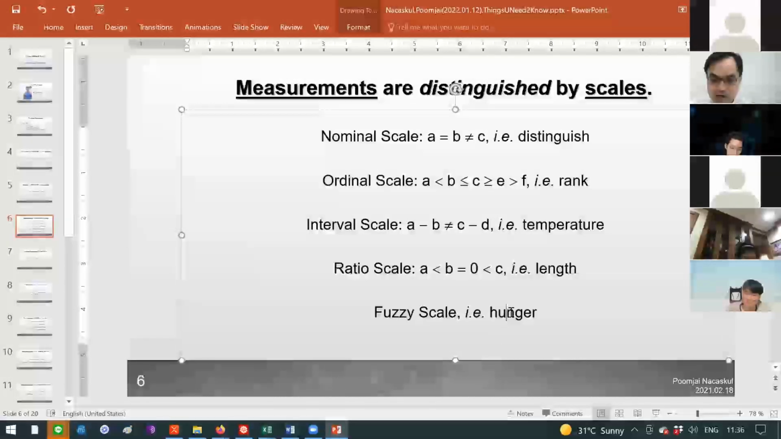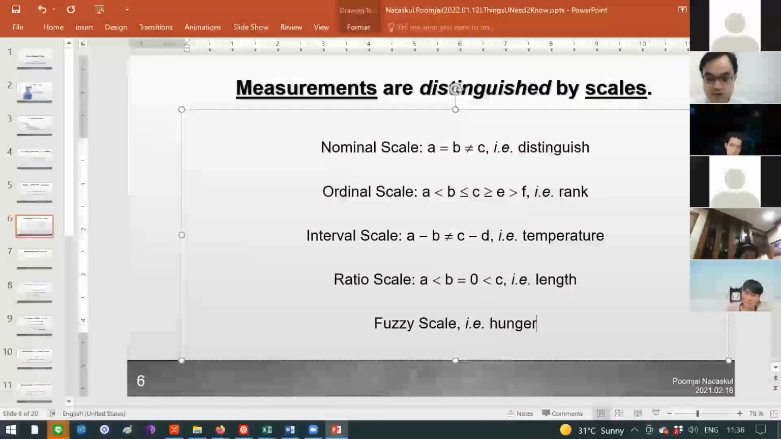Finally, there's a scale that will become more relevant when you do artificial intelligence, and that's called fuzzy scale. That's sort of like a scale that is linked to a concept. So, for example, what do you mean by hungry? Hungry on a scale of 0 to 1.